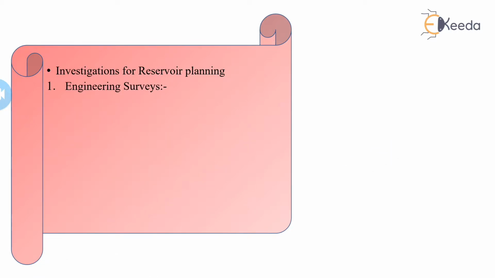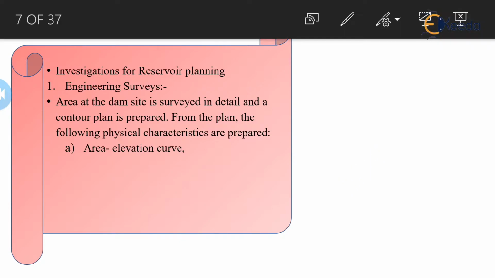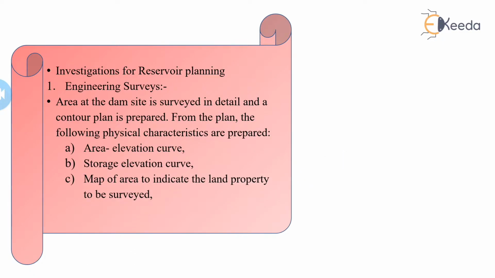The first one is the engineering survey, which includes area elevation curve, storage elevation curve, and a map of the area to indicate the land property to be surveyed. See, engineering survey. In the second year of engineering, we studied the surveying subject. In this type of survey, we did block contouring, profile leveling, plane table surveying, etc. We did lots of surveys.